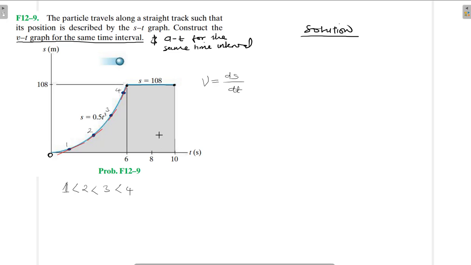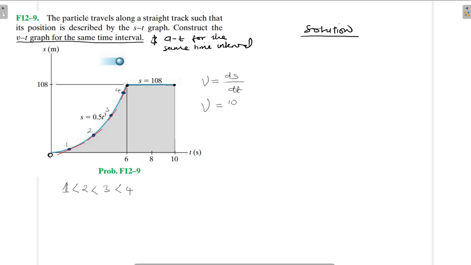So this is what I'm saying. From 6 to 10, in this interval, we don't have any change in position. There is no displacement there, so the displacement is going to be 0. If you look at the point at 6 seconds and the other position at 10 seconds, these two points will not give us any displacement, and therefore we're not going to have any velocity. Velocity is 0.